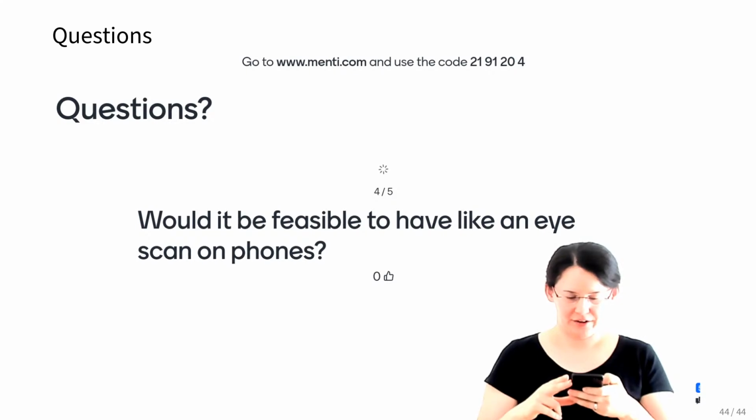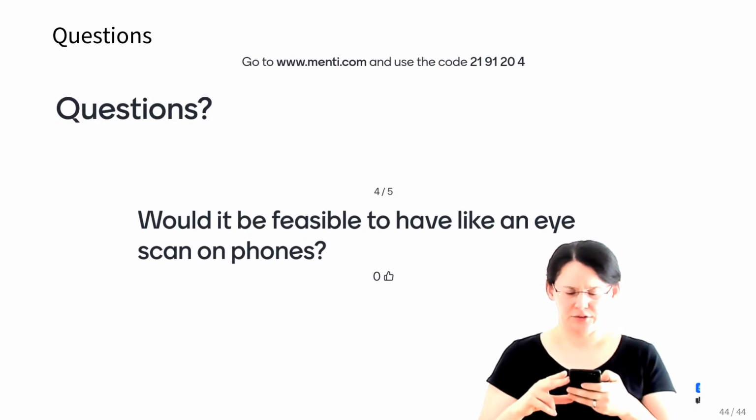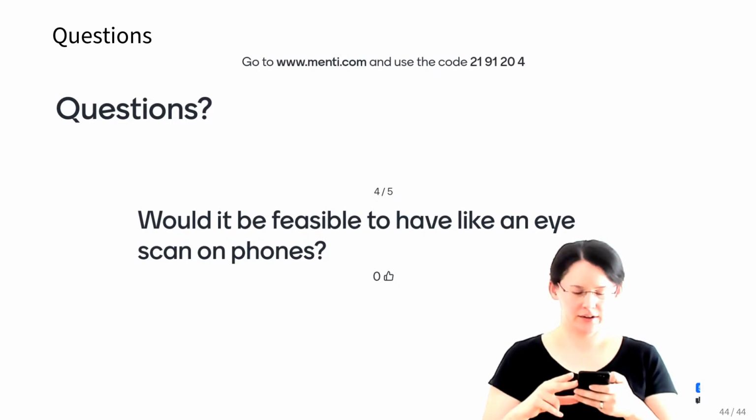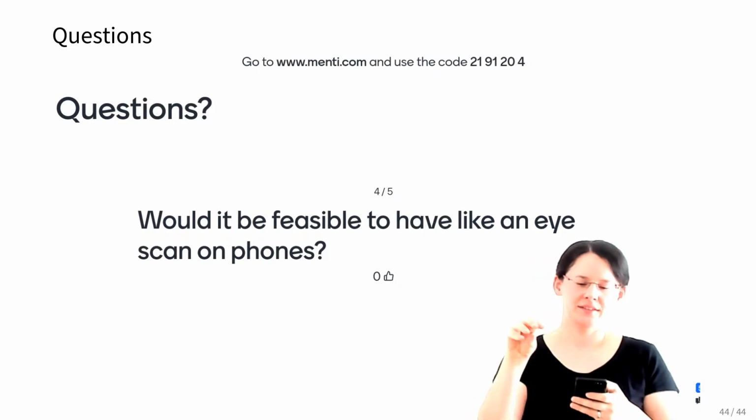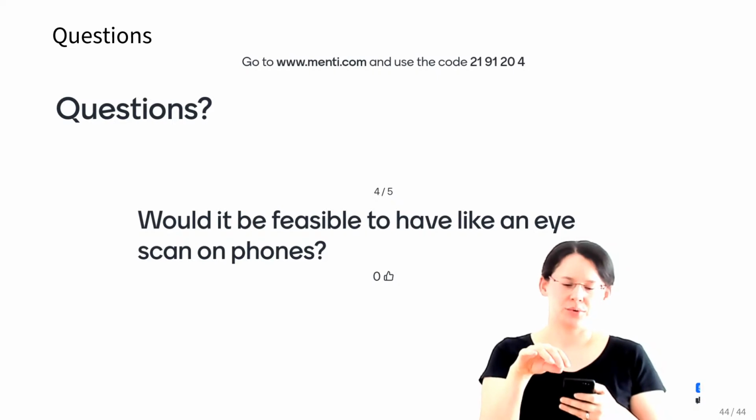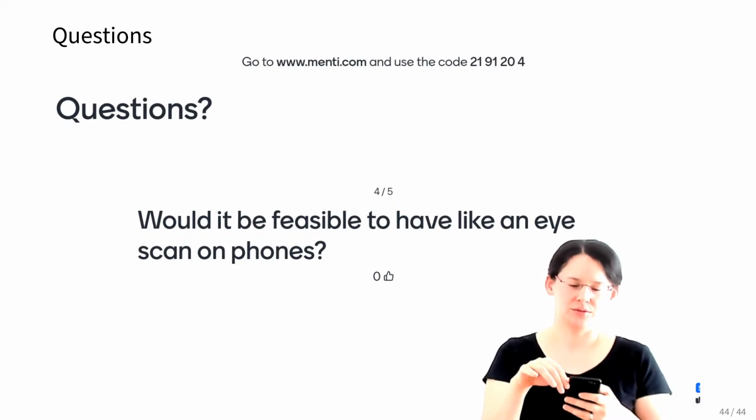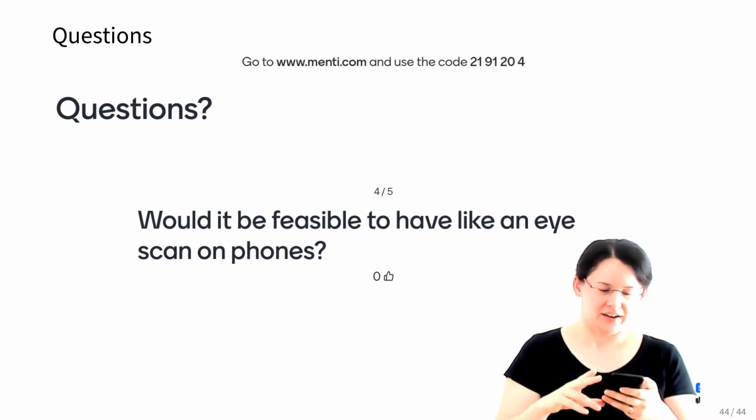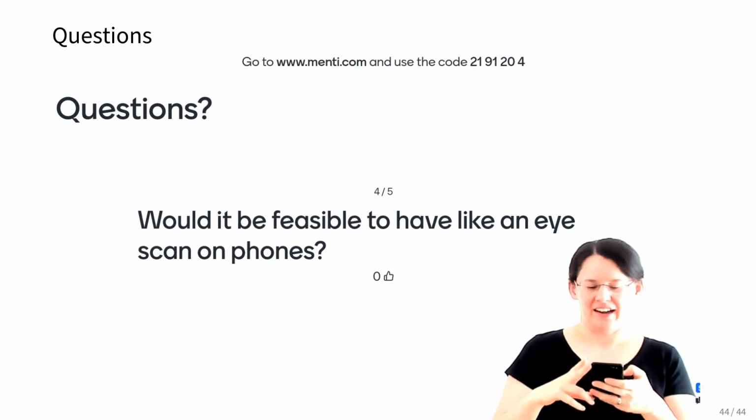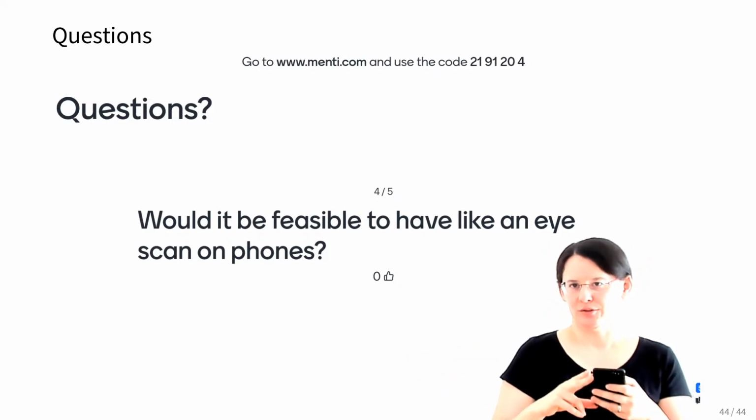Would it be feasible to have an eye scan on phones? I think that's pretty much feasible. I'm not too familiar with the actual technology, like how big it is, how well it integrates with requirements like being resistant to dust and water and stuff. So I'm not an expert on that. I think it could be feasible. I don't know if I would want that, to be honest.